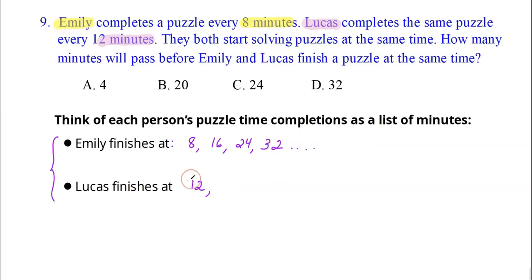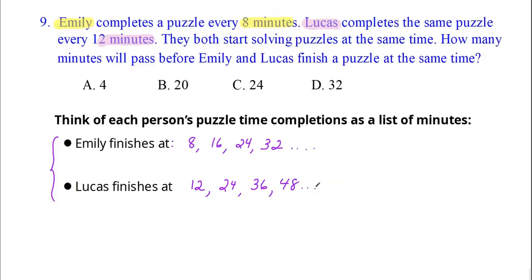So how much total time has passed now? It's another 12 minutes. So 12 plus 12 is 24. And I just keep adding 12 each time. 24 plus 12 is 36. I'll do it one more time. 36 plus 12 is 48. You can keep going if you need to.